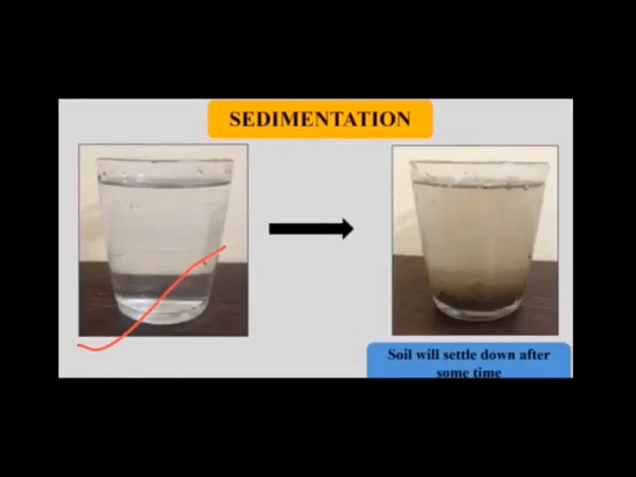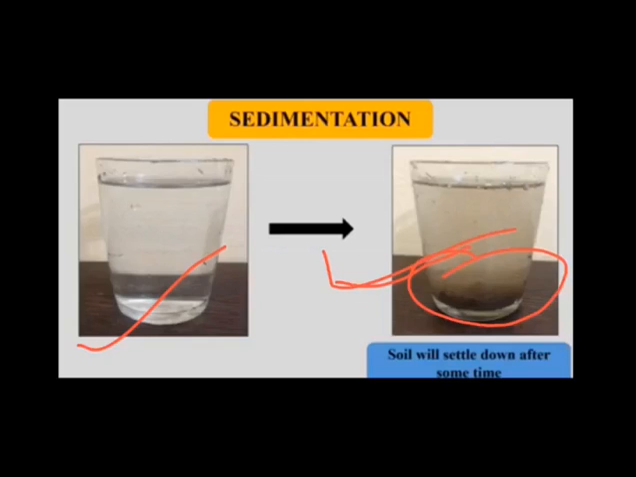So here we have a glass of water. What I did was I added some soil or some mud in it. Okay, and what I observed was soil will settle down at the bottom of this glass after some time. So this is actually sedimentation. The sediments settle down at the bottom and the liquid and the sediments have been separated. So this is known as sedimentation.